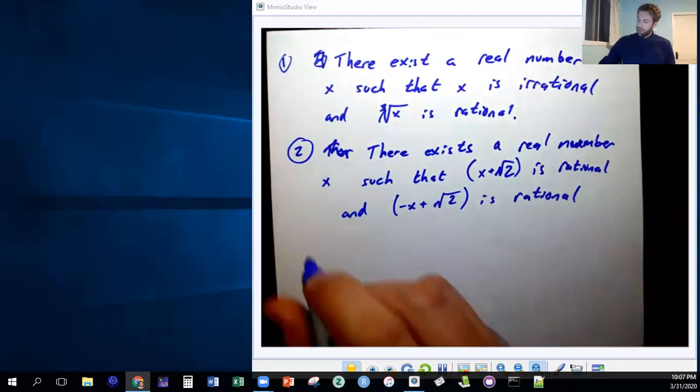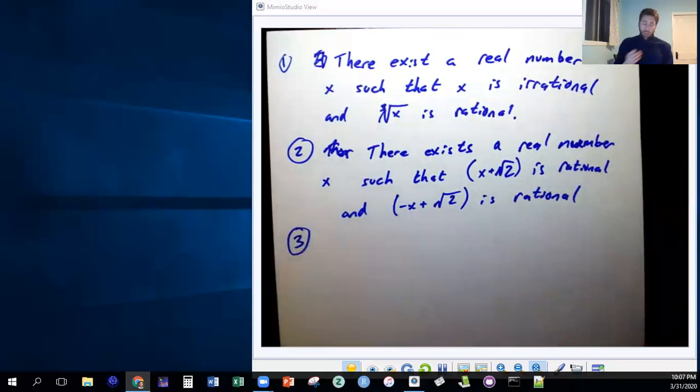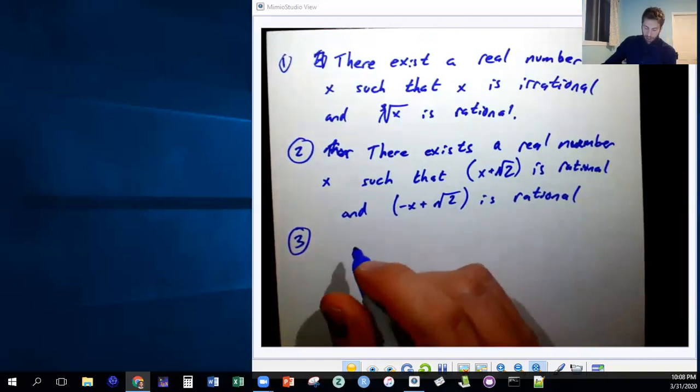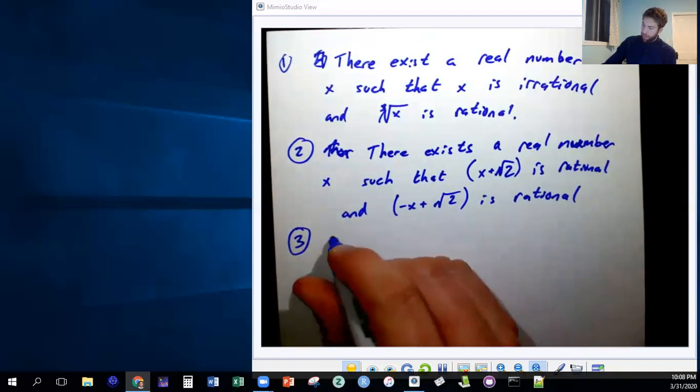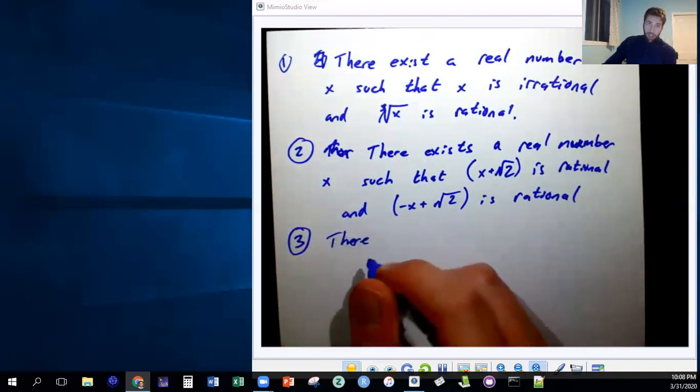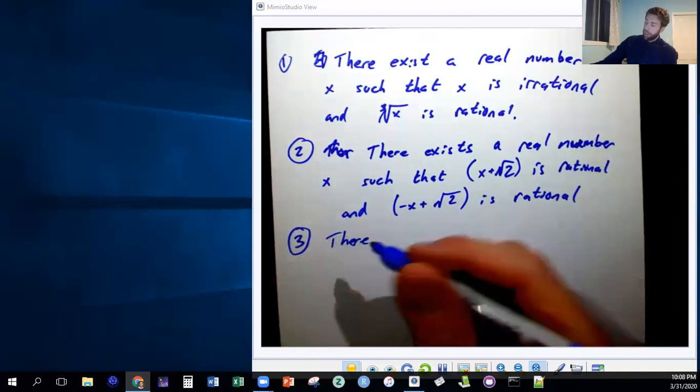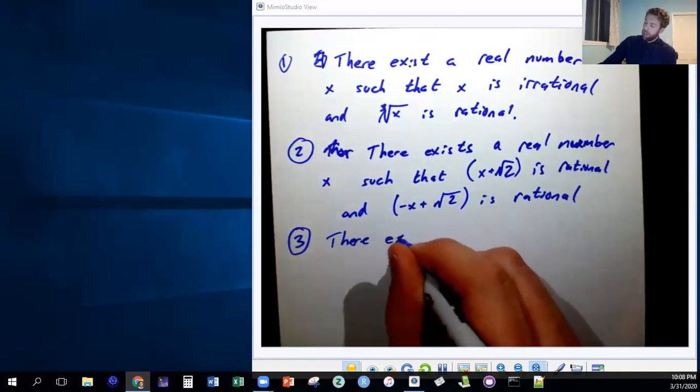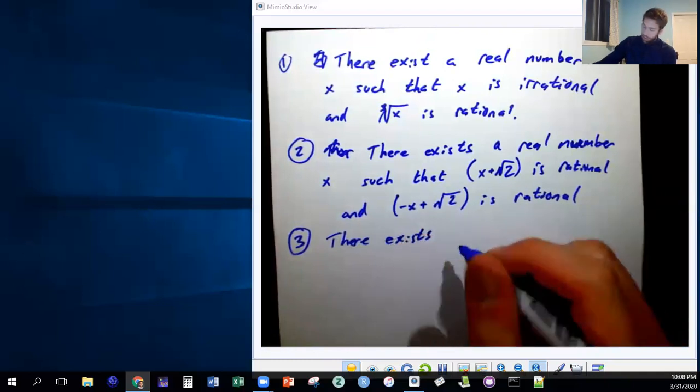Okay, number three. Number three says for all integers a and b, if 5 divides ab, then 5 divides a or 5 divides b. So to negate that one, say there exist integers a and b. The for all applies to a and b, so now there exists applies to a and b.